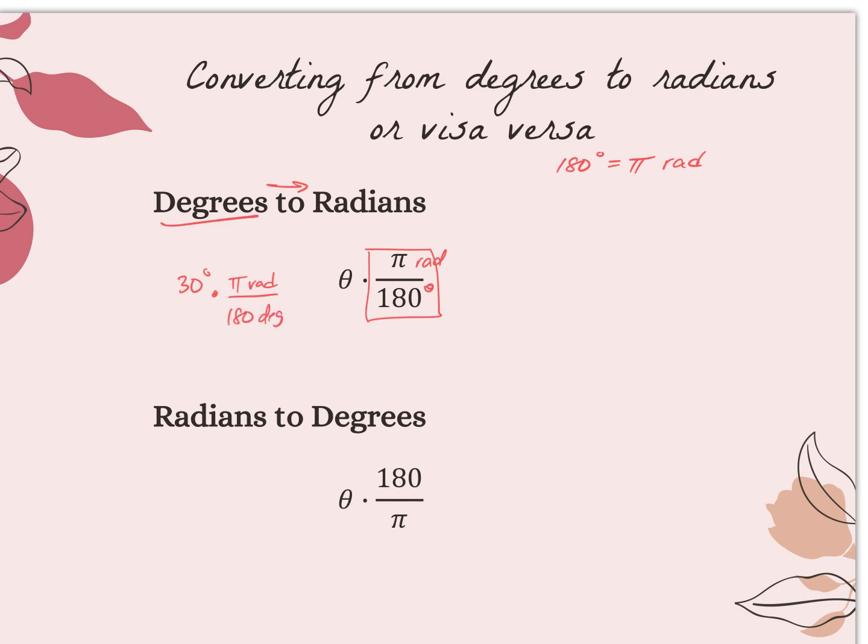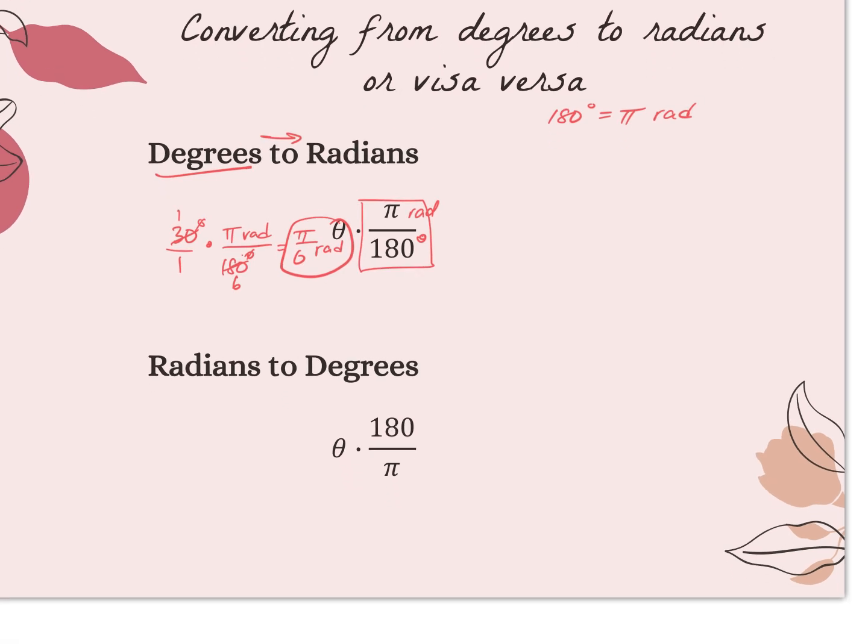And instead of writing degrees, let me write the symbol. What happens is the symbols are going to cancel because one's in the numerator, one's in the denominator. The 30 and the 180 can be simplified to 1 and 6. And so when I multiply across the top, I'm going to get pi over 6. So pi over 6 radians is equivalent to 30 degrees.